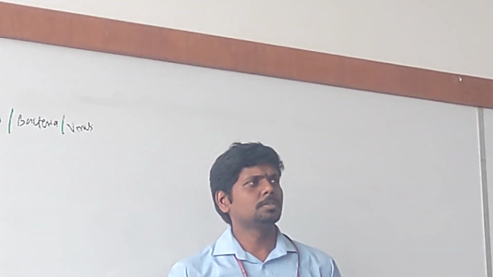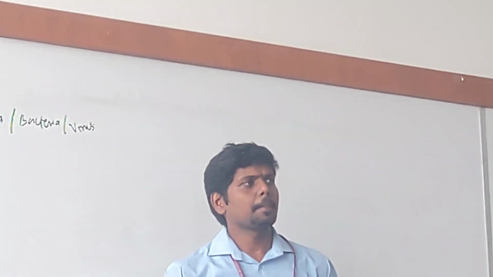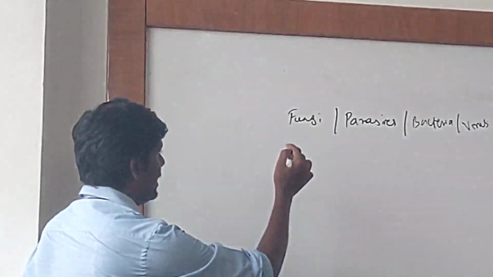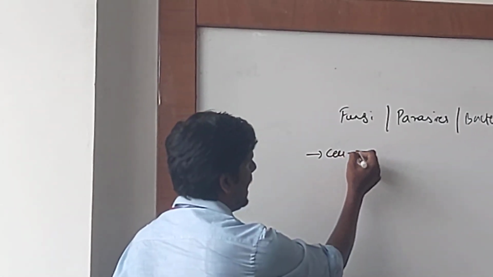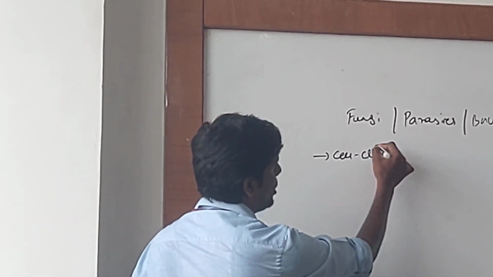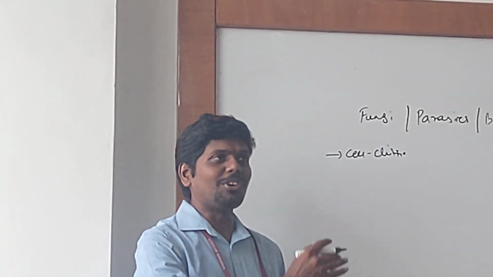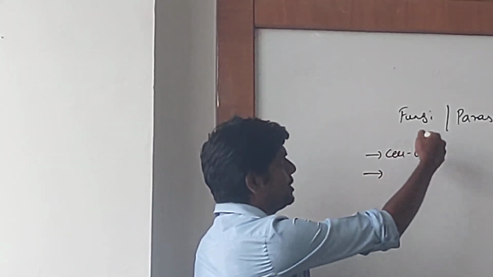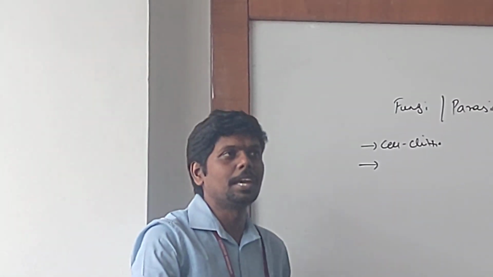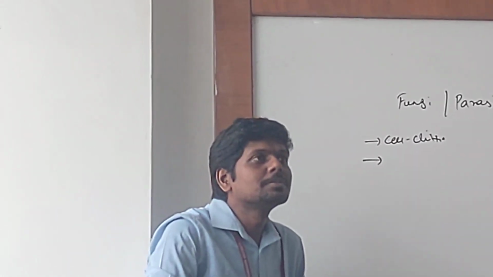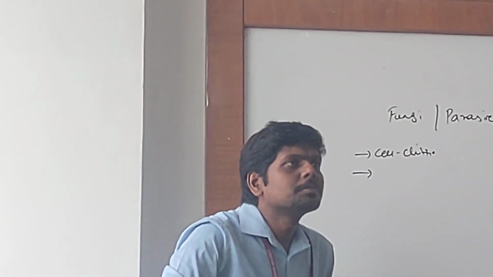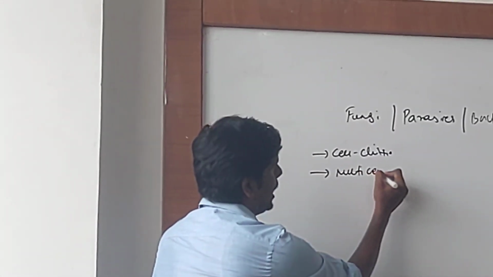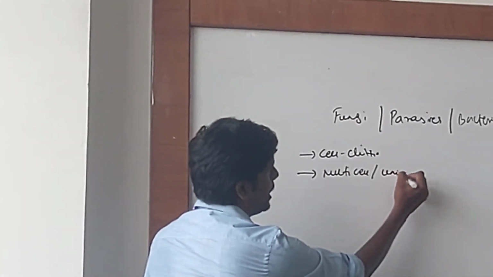Fungus have a cell wall composed of chitin and protein. Oh, very good. In fungus, the cell wall has chitin. So the presence of chitin makes the fungus different from others. Any other features? How is fungus unique from others? Fungus are either multicellular or unicellular. Okay, they are multicellular, very good. Multicellular or unicellular, very good.